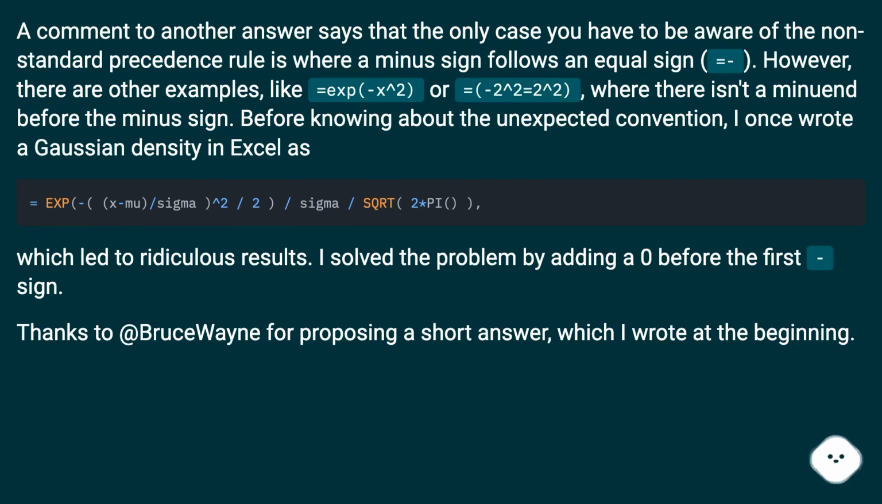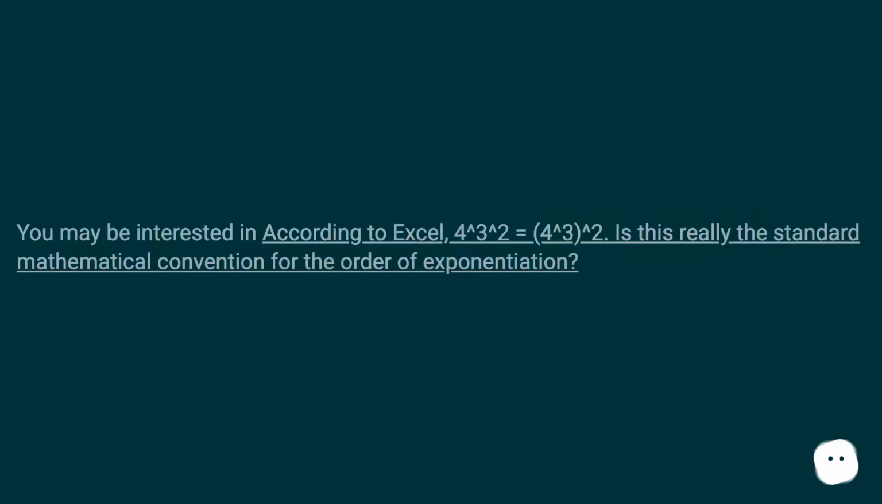Before knowing about the unexpected convention, I once wrote a Gaussian density in Excel, which led to ridiculous results. I solved the problem by adding a 0 before the first minus sign. Thanks to Bruce Wayne for proposing a short answer, which I wrote at the beginning.